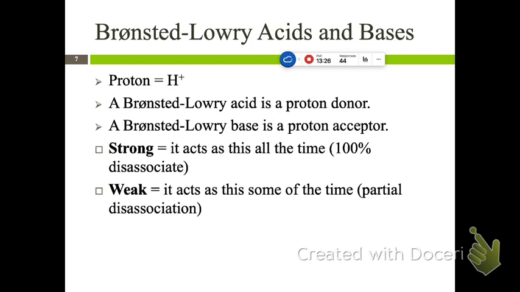Okay, so strong means that we have complete dissociation. Weak means it's partial dissociation. And then remember I said that if you see a molecule and it has a COOH or a CO2H, the carboxylic acid the way I drew it out earlier, that means that it's a weak acid.